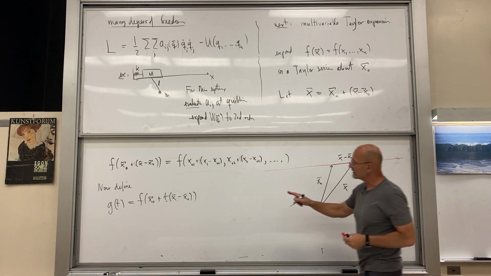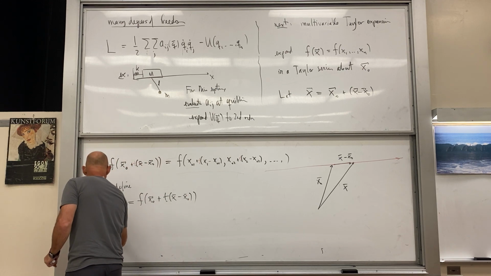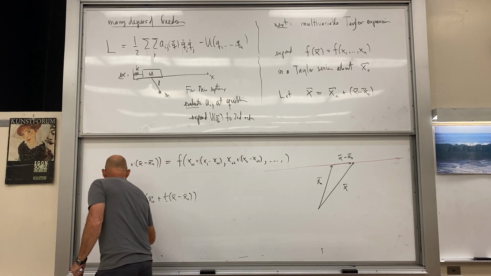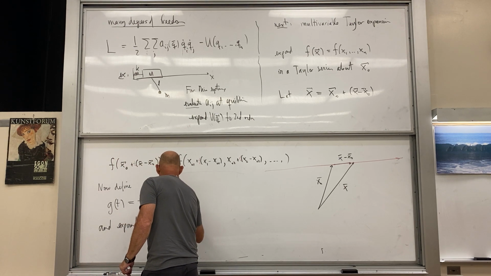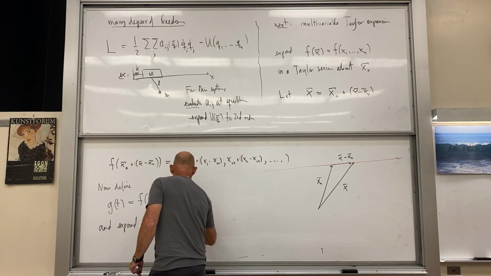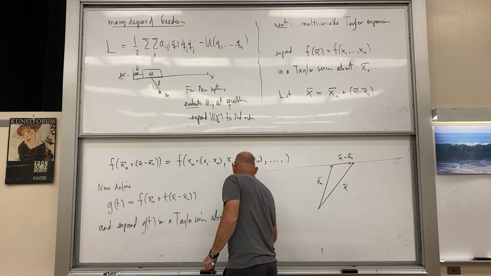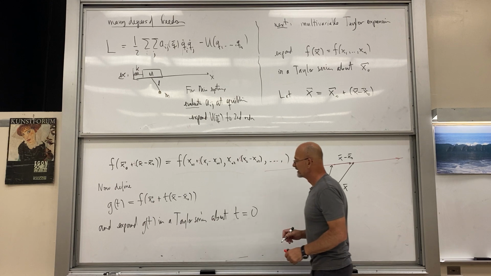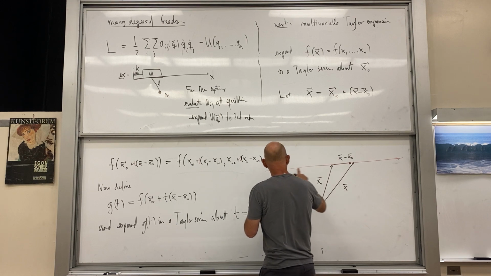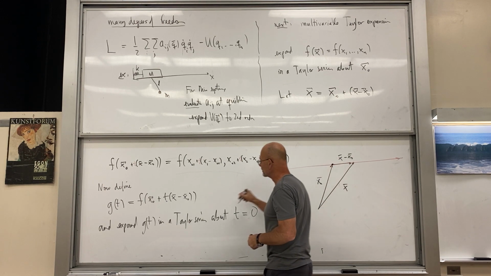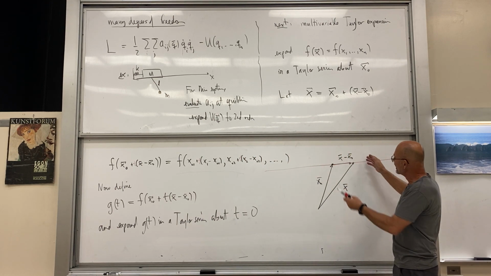So now I've defined this. I have a function of one variable, and we're going to expand g of t in a Taylor series about t equals 0, which means we're expanding that line here, that function, right around x0 in a Taylor series. The values of this thing along this line here in a Taylor series.